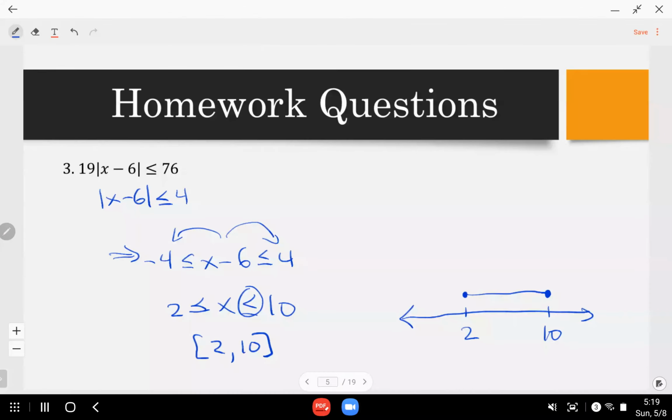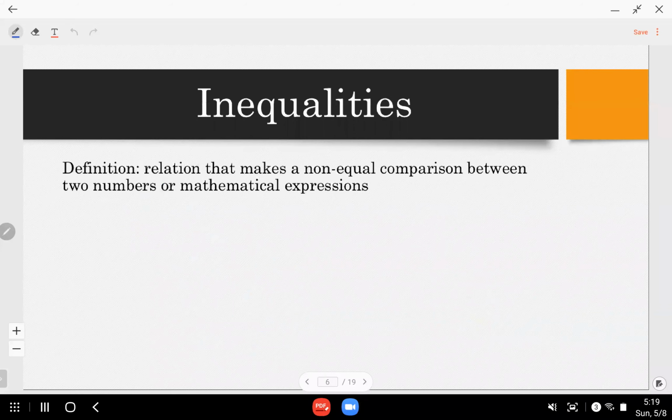Okay, so now let's go on. So the definition of an inequality, right? We're going back to review our inequalities. The definition of an inequality is a relation that makes a non-equal comparison between two numbers or mathematical expressions. Now we have four inequality signs, right? So that's the less than, the greater than, the less than or equal to, the greater than or equal to.